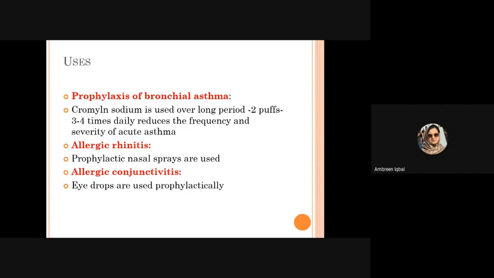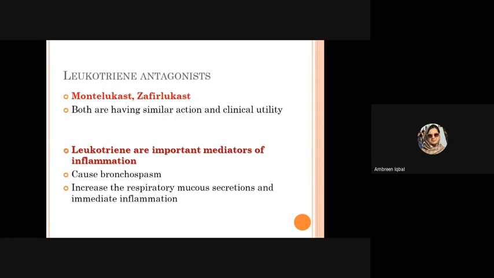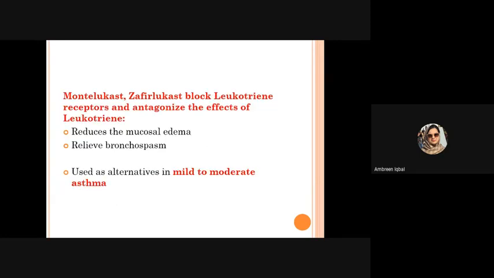Leukotriene antagonists: montelukast and zafirlukast have similar actions and clinical utility. Leukotrienes are actually important mediators of inflammation. They cause bronchospasm, increase respiratory secretions, and cause immediate inflammation. So these drugs are leukotriene antagonists. They prevent the action of leukotrienes, they prevent bronchospasm, and they reduce mucosal secretion. Montelukast and zafirlukast block the leukotriene receptors and ultimately the effects are antagonized. They are used as an alternative in mild to moderate asthma.